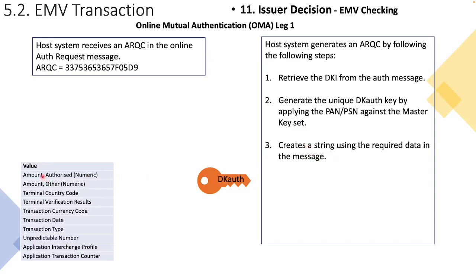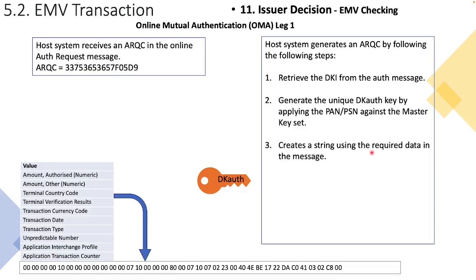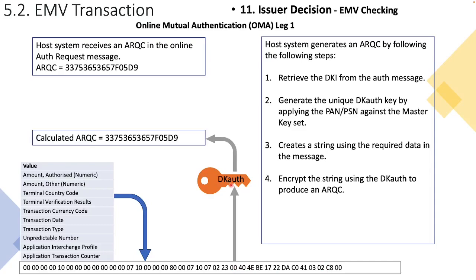It then looks at the relevant piece of data in the transaction that we used to create the original ARQC cryptogram. These fields are available on the auth request message. It takes the values and creates a string from them, which looks something like this, a string of data. It then encrypts the string using this derived key, and it produces a calculated ARQC.